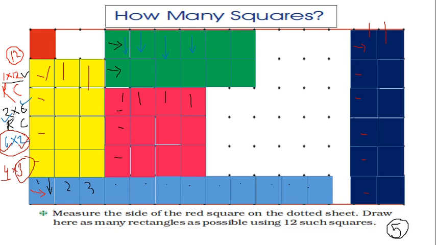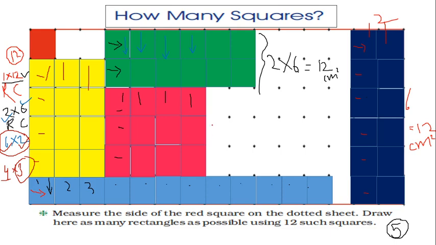2 into 6. Here length is 6. 2 into 6 is equal to 12 centimeter square. Again, this is 6 into 2. What is the formula to find the area of a rectangle? Area of rectangle is length into breadth. Here breadth is 6, length is 2. Or you can take breadth as 2, length is 6, is equal to 2 into 6, 12 centimeter square or square centimeter.